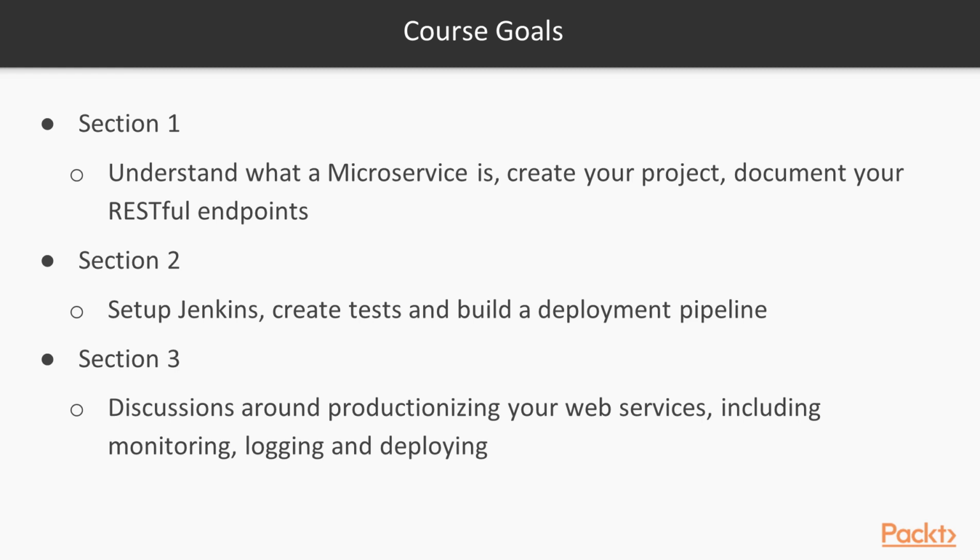And then some quick goals. Out of section 1, the goal there is just understanding what a microservice is and what it isn't. We're actually going to create the project and document the RESTful endpoints. And actually, we're going to write code. There's going to be code in section 1 to actually create a couple endpoints for this microservice. In section 2, the exit goal will be you'll have Jenkins set up. You'll be able to create tests and build a deployment pipeline that will take you all the way from commit to running static code analysis to running tests to building a container to installing that container and running integration tests. So it actually goes through the entire pipeline.